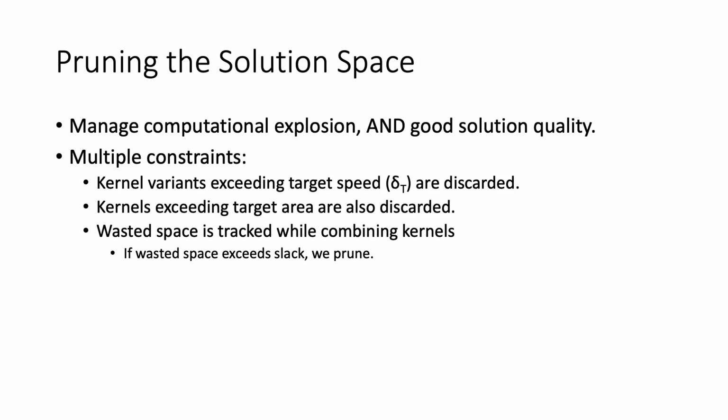In particular, when we combine a pair of kernels together, there may be some wasted space because their heights or their widths might not match exactly. And so we know we're losing a little bit of space when we combine them. And if the wasted space exceeds the slack we have available for the design, we know that we can prune that solution too.